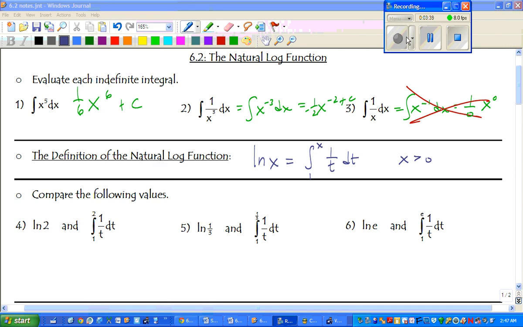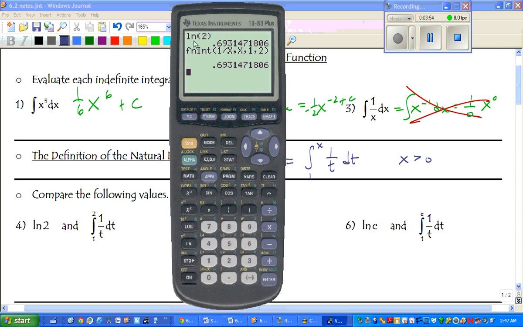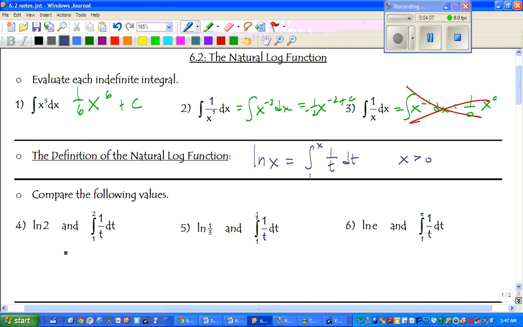So the next part here asks us to compare the following values. So you can see, like we were just talking about up here, natural log of 2, we want to see what that's equal to, and the definite integral from 1 to 2 of 1 over t dt. So that's just basically putting 2 in for x and showing you, if we take natural log of 2, we get 0.693 and so on. Definite integral of 1 over x dx from 1 to 2, 0.693. So both of those come out to the same thing, right?